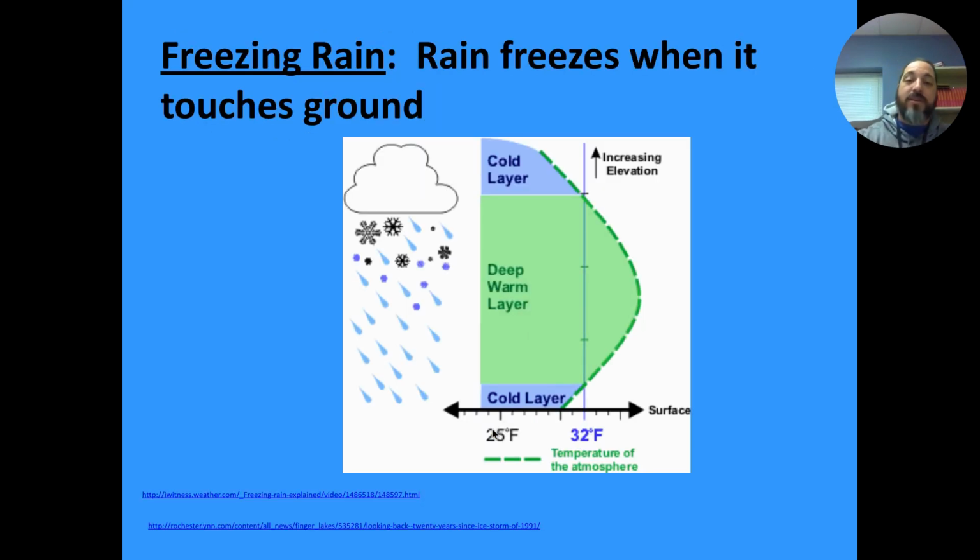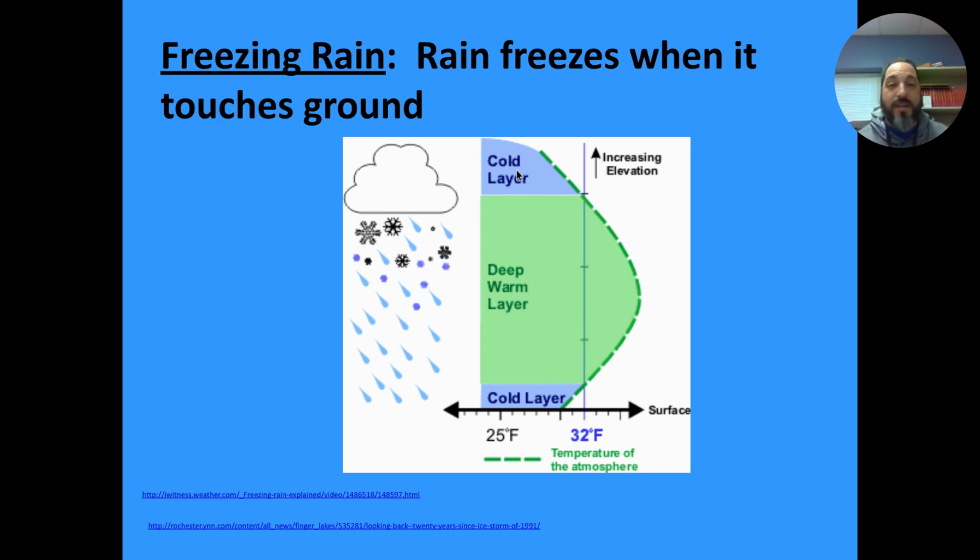Freezing rain. This is when rain freezes when it touches the ground. So it's a very, very small cold layer right at the surface. We've got this large warm layer where the snow that originally starts up here, high up in the atmosphere, melts completely. And then when it hits the surface, it instantly freezes.